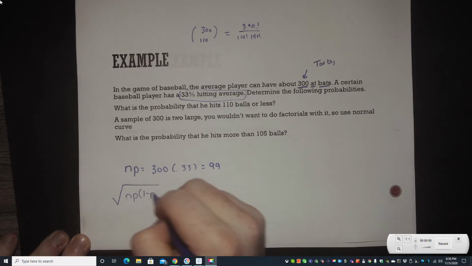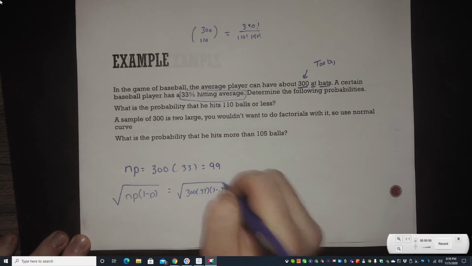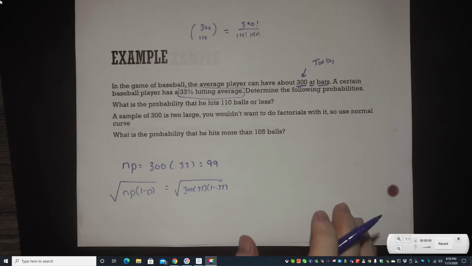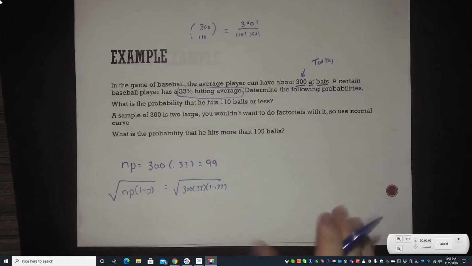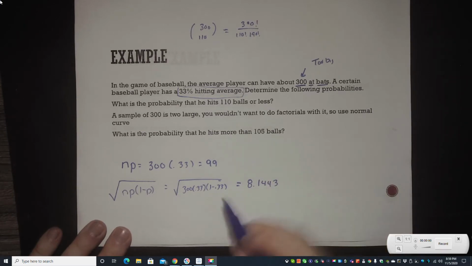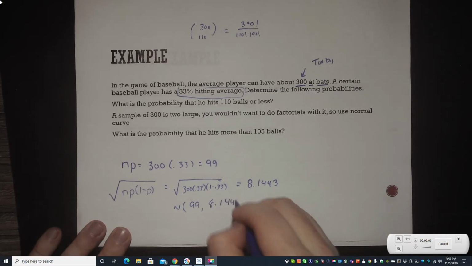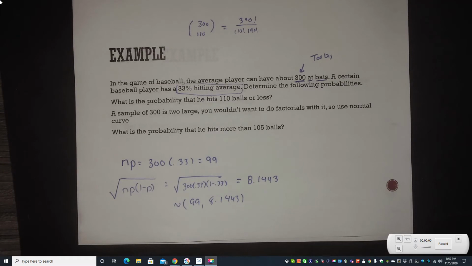Then for our standard deviation, n times p times 1 minus p, that is the square root of 300 times 0.33 times 1 minus 0.33. Once I do the math, that gives me 8.1443. So that's going to be my normal curve: 99, 8.1443. Okay, what is the probability that he hits 110 or more, or 110 or less?